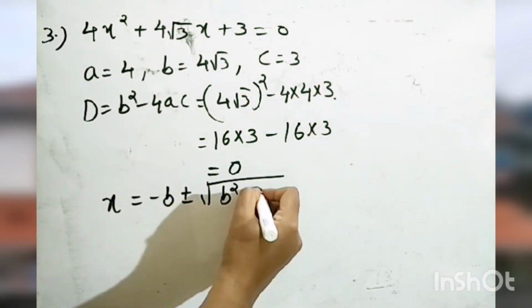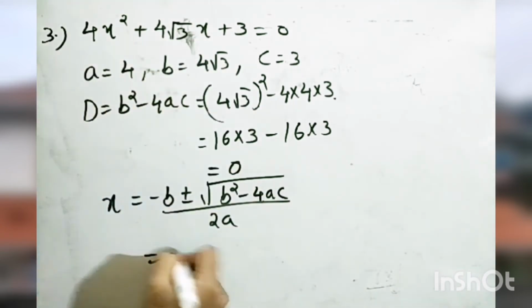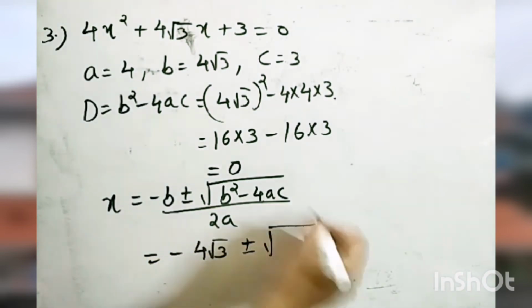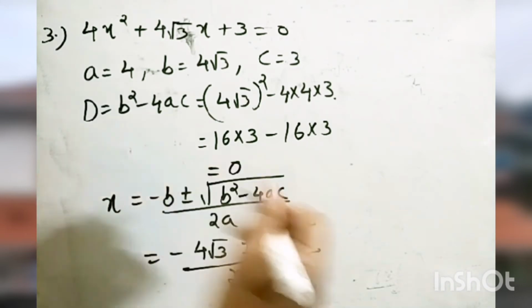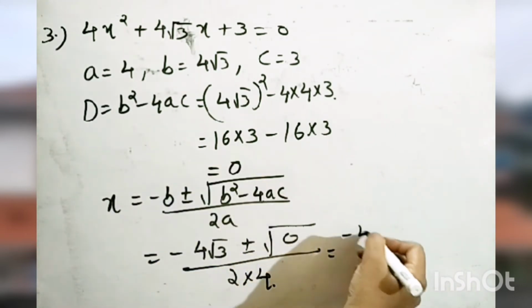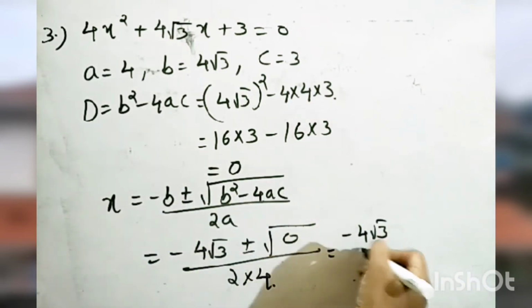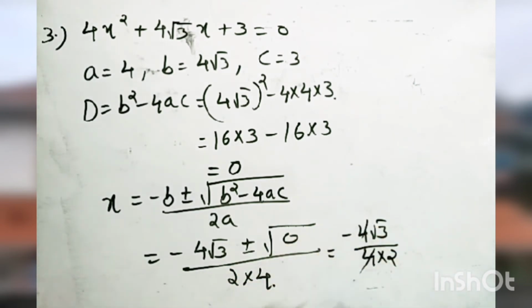2 equal real roots we have, that x is equal to minus b plus or minus square root of b square minus 4ac divided by 2a. The value of b is 4 root 3, so minus 4 root 3 plus or minus square root of b square minus 4ac, which is 0, divided by 2 into 4. This is equal to minus 4 root 3, square root 0 is 0, so no need to consider that part, divided by 4 into 2. This 4 gets cancelled and we will get minus root 3 by 2.